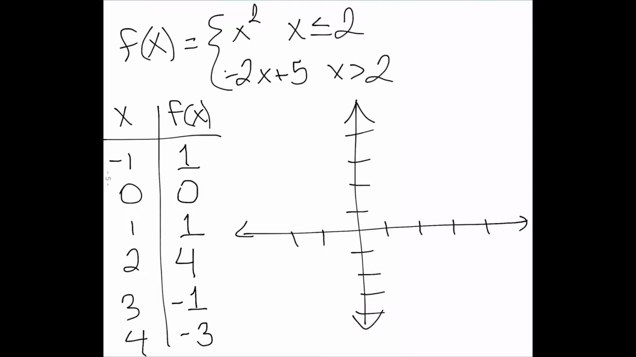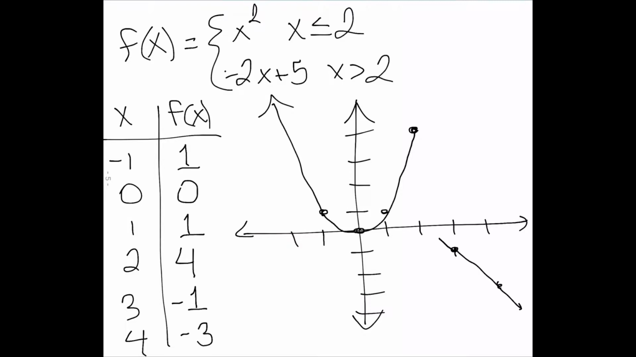So I have the point (-1, 1), the point (0, 0), the point (1, 1), and the point (2, 4). So I'm going to go ahead and connect those and get the first part of my graph. The next piece, if x is 3, y is -1. If x is 4, y is -3. And I can start to connect these.